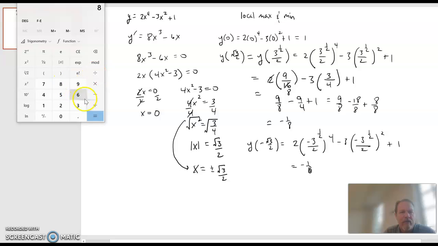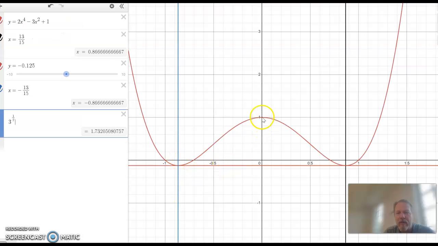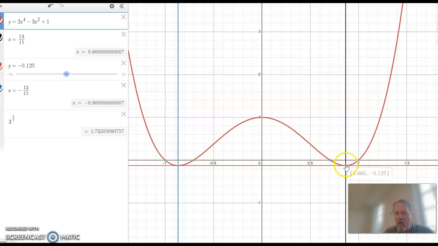So a negative 0.125. And then also 0, 1. Those are places local maxes and local mins could occur. If I look at Desmos, which I have pulled up, here's the graph, and you can see 0, 1, that's a candidate for local max or local min, happens to be a local max in this case. Over square root of 3 over 2 and down negative 1/8, and to the left, negative square root of 3 over 2 and down negative 1/8 are other possible candidates. They happen to be local mins.